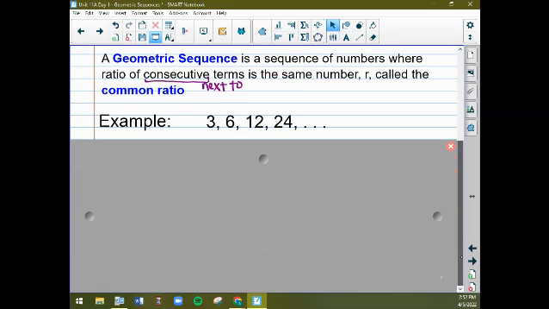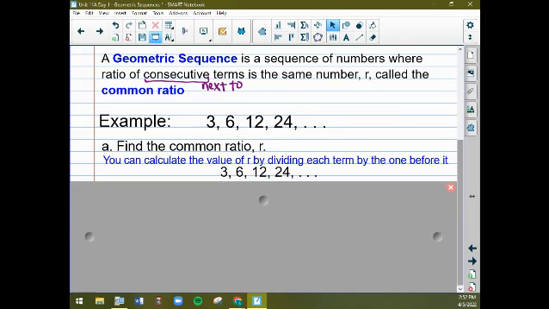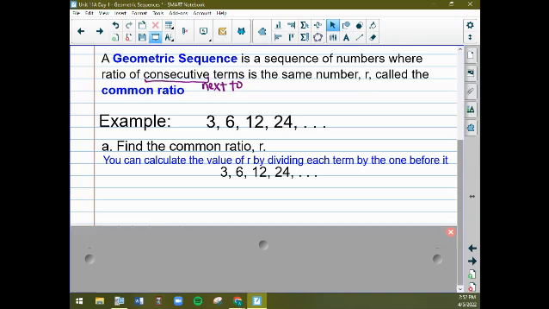So first, let's calculate that common ratio. In order to find the common ratio R, in blue you can see you can calculate the value of R by dividing each term by the one before it. So I'm going to work backwards. I'm going to do 24 divided by 12 to see what that is, and when I do that, I get 2.